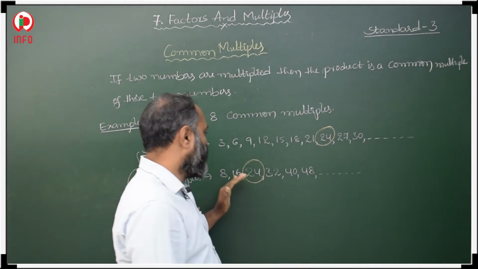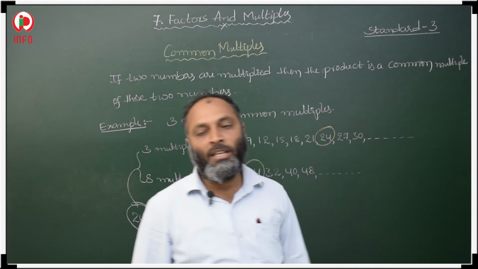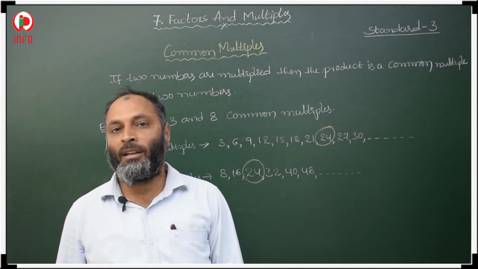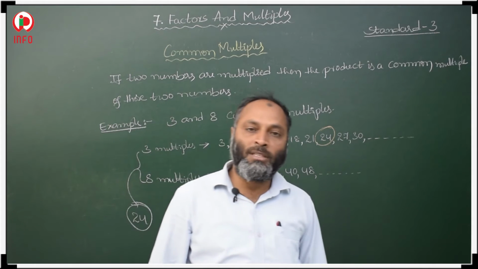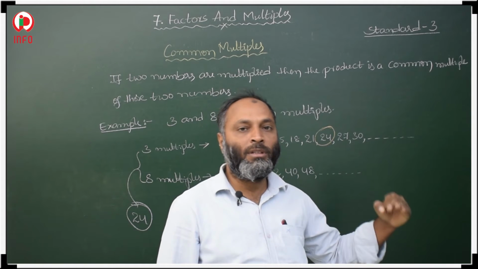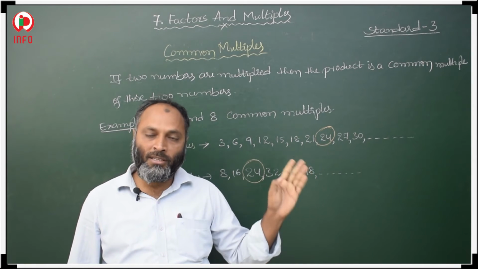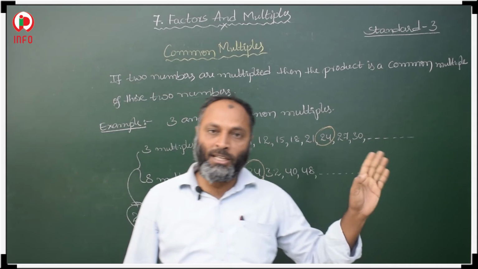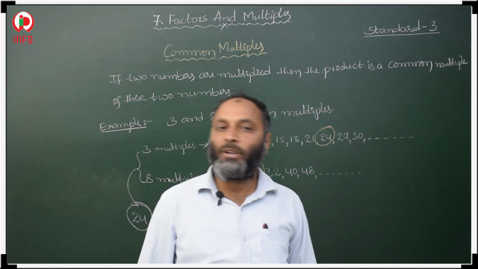So every third one and eighth one, you will get common multiples, in a sequence. Common multiple means, in the given numbers, we have to write all those multiples. In those multiples, we have to check what is common. Those numbers are called common multiples of the given numbers. Okay.